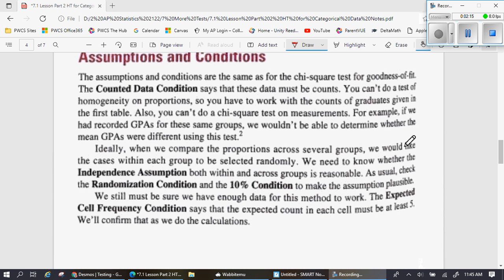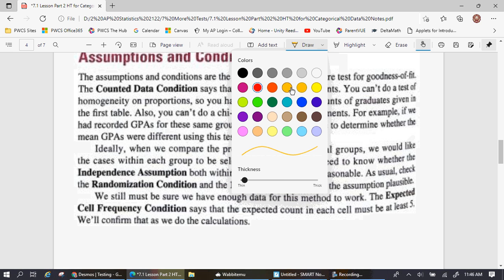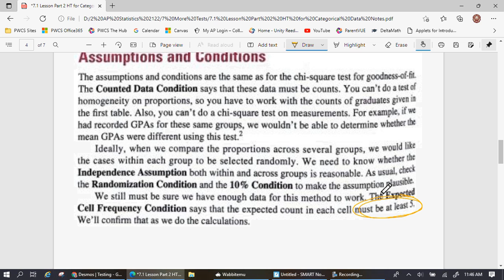Assumptions and conditions look the same. We need to have counted data. We need independence, so we need the individuals in our study to be independent, or we need less than 10% of the population. We need a random sample, and we need an expected cell frequency of at least five again, which is the same as last time. An expected cell frequency is going to be a little bit different this time. Well, quite a bit different actually, because we're not going to calculate that by hand. The calculator is going to do it for us, and we're actually going to have to run the test before we see if we meet that assumption. But that's okay. If we run the test and we figure out it was a bad idea, then we just don't report our findings.